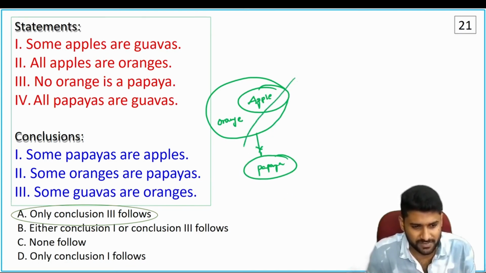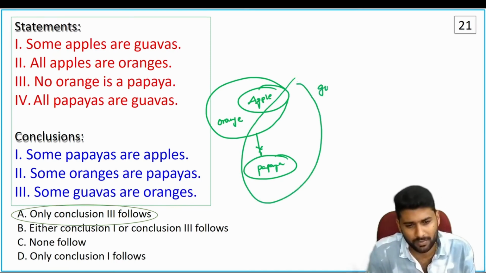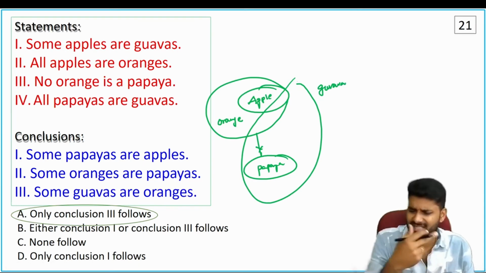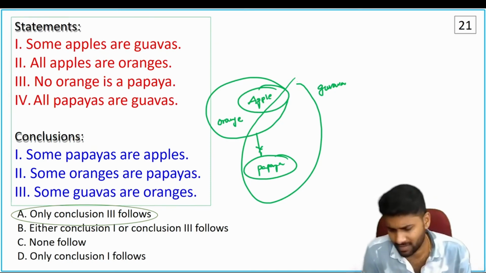Draw this picture in this. All papaya are guava. Why? Because there is a direct relation already given for apple to guava. Some apples are guava, all apples are oranges, means definitely it directly reflects that some oranges are guava.